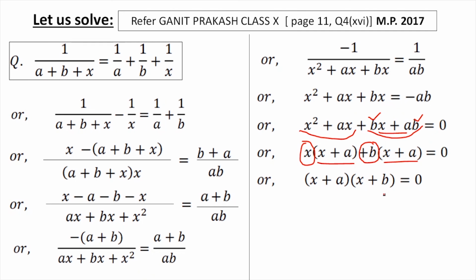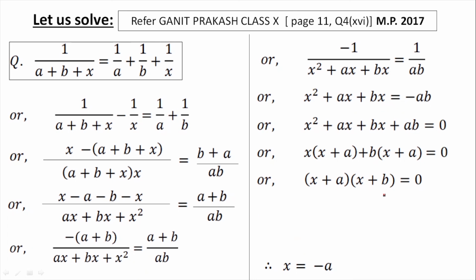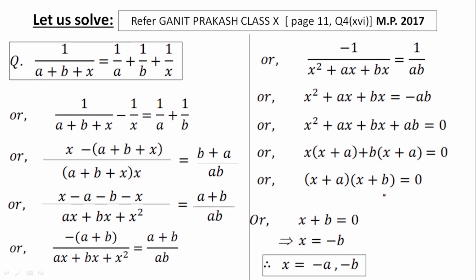Now again I'll do either-or: either x plus a equals 0, so this gives us x equals minus a, that is one value of x, or x plus b equals 0, that will give us x equals minus b. So the values are x equals minus a and x equals minus b.